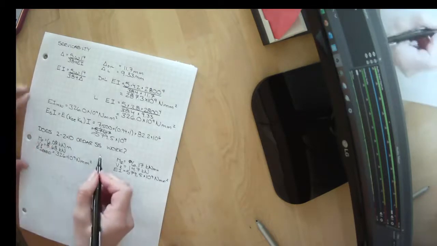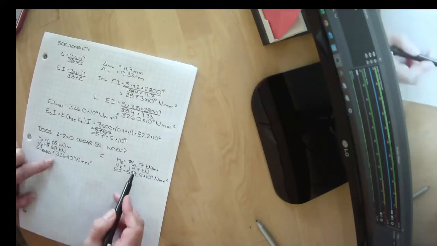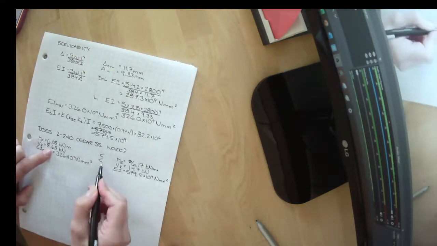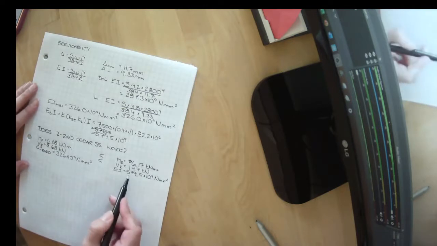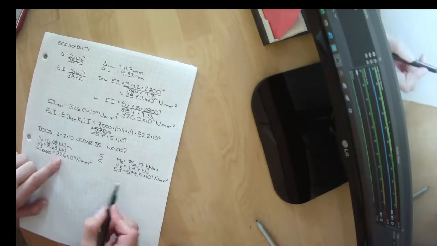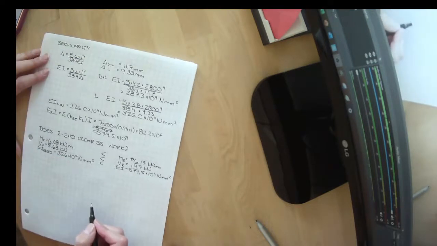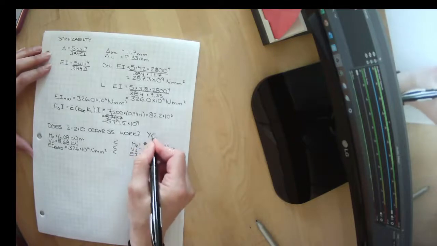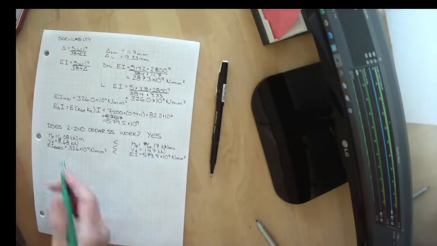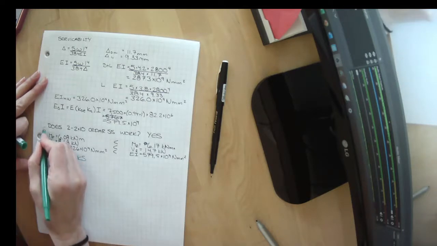Well, 6.17 is greater than 6.08. 14.7 is greater than 8.68, and 579.5 times 10 to the 9 is greater than 326 times 10 to the 9. So, yes. It works.